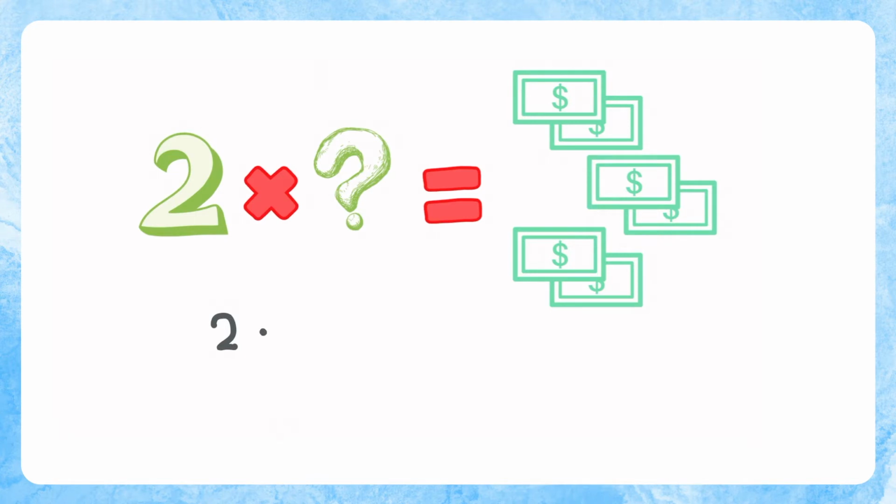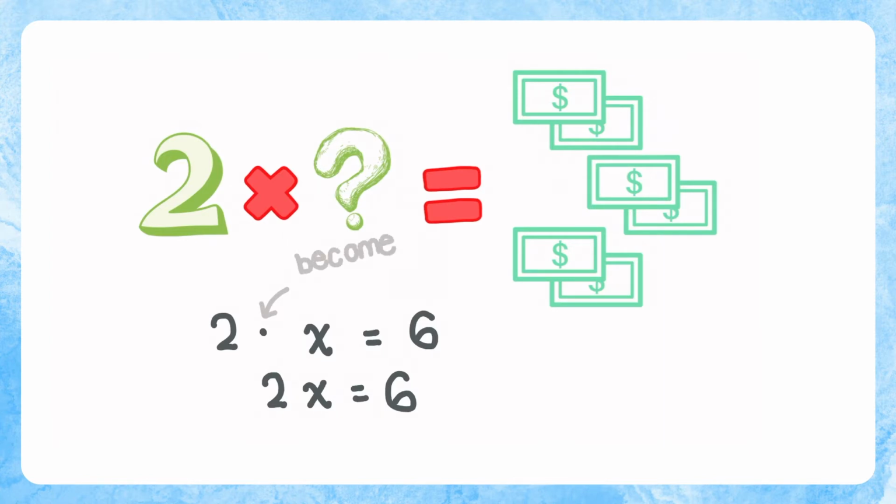So I'm going to set it up as 2 times x equals 6. So that x represents the unknown amount. And since the multiplication symbol is kind of like an invisible sign, we'll just write 2x equals 6. So whenever you see something like 2x, that just means 2 times x. We're just making that product dot invisible.